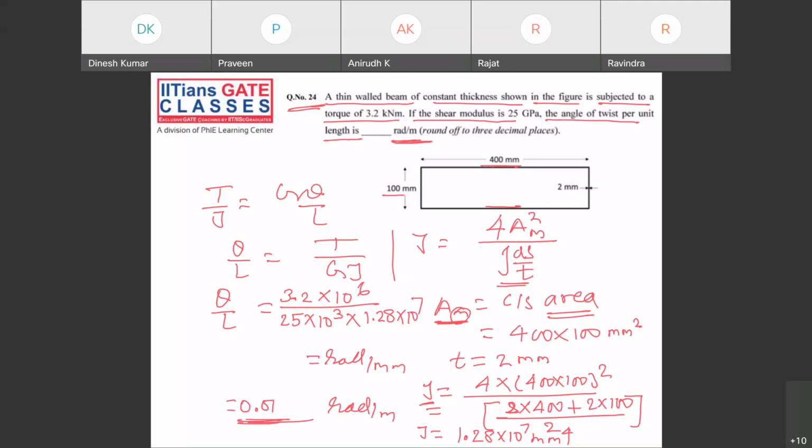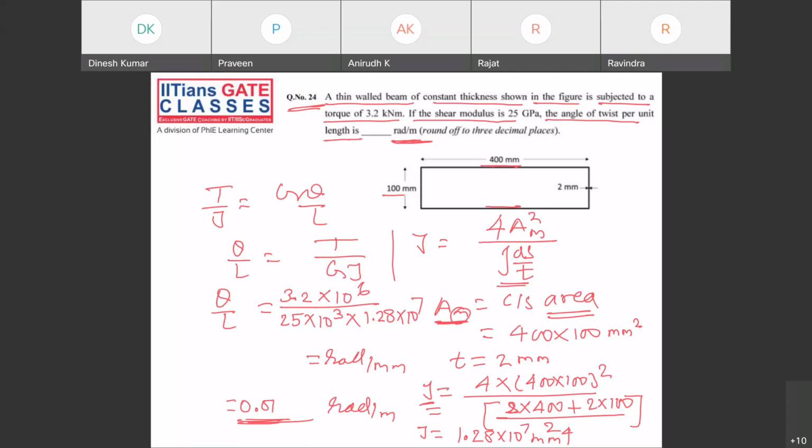Now, Mr. Anirudh, tell, are these GATE questions tougher than IGC exams, IGC questions? No, right? Usually no. But 2021 paper was quite good. Okay, 2021 paper was quite good. So you guys can solve.